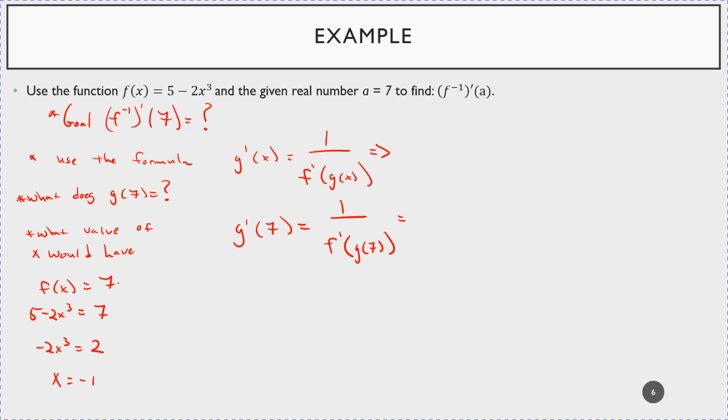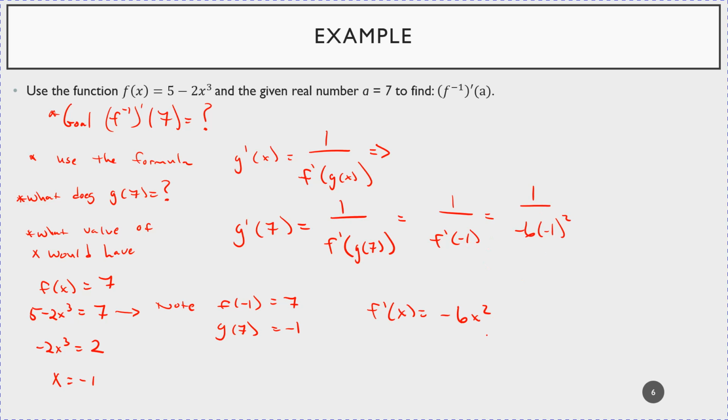So what we're saying here is, when f of x is equal to 7, note this is what's going on: f of -1 is equal to 7, so that means g of 7 is equal to -1. So this here, g of 7, is just -1. So this is 1 over f prime of -1. Well, now what is f prime? f prime of x ends up just being the derivative of this.